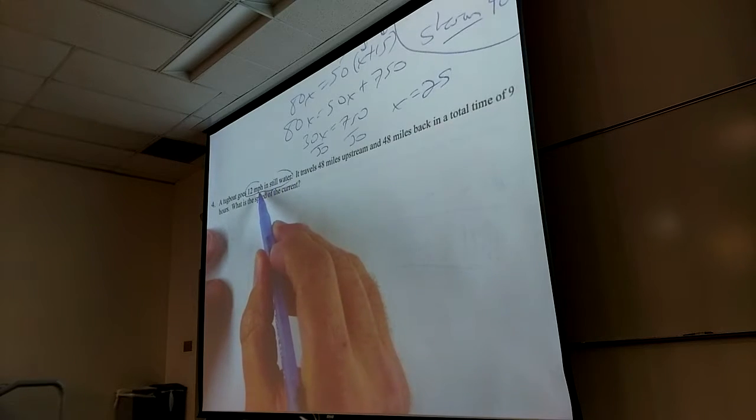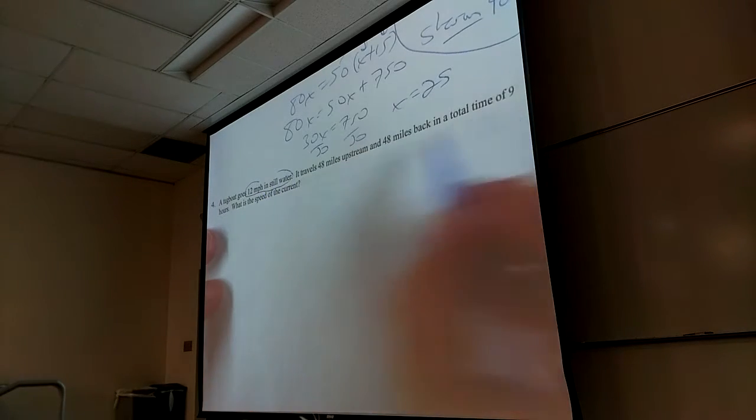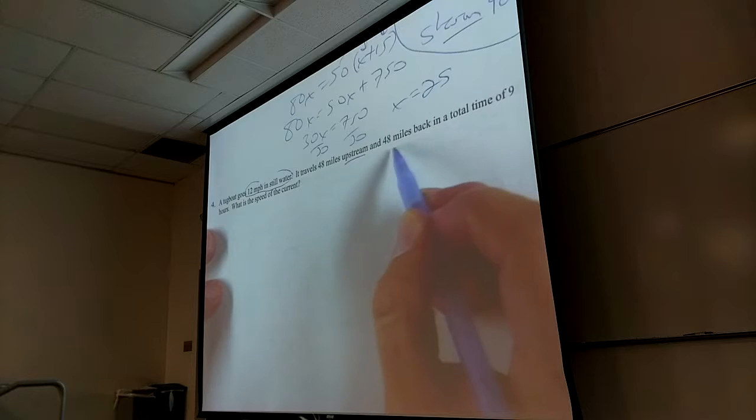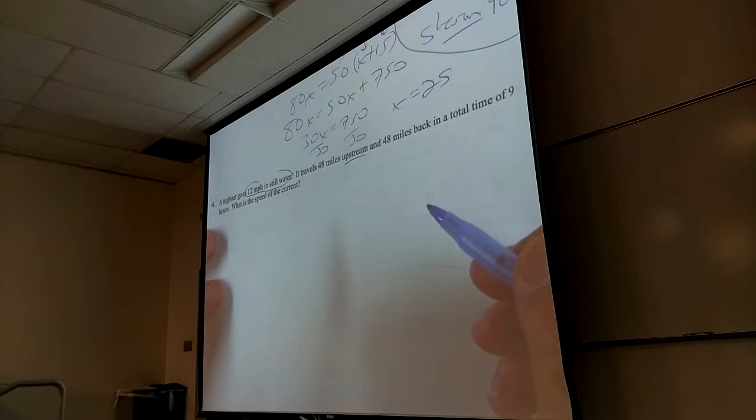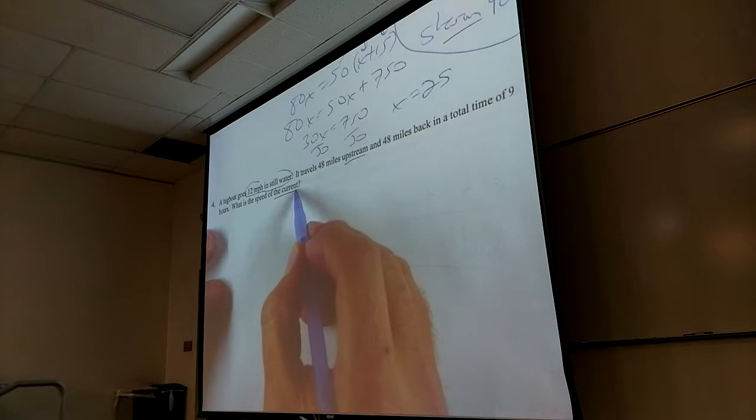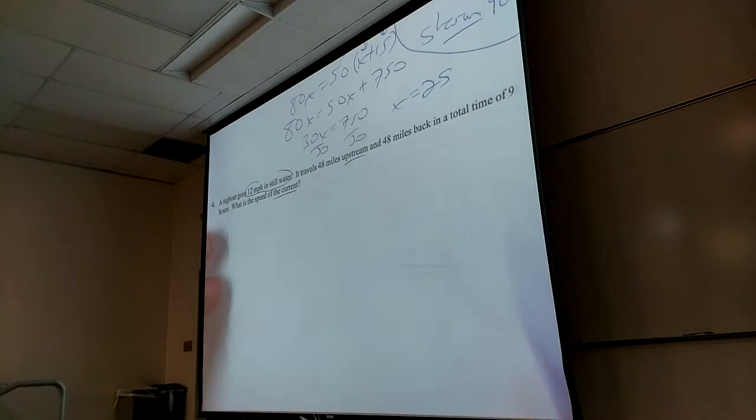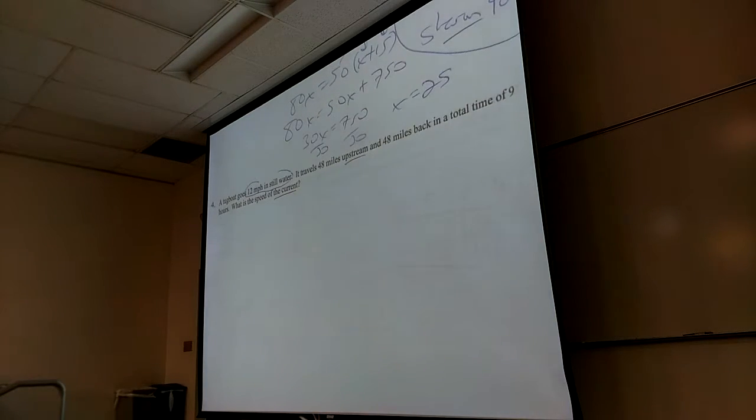Tugboat normally goes 12 miles an hour. Upstream and downstream, right? How fast is the stream going? That's what we don't know. You understand what upstream means? Is it going to be going faster or slower if it's going upstream? Slower. How much slower? It's going to be 12 minus some amount, minus x, because I don't know how fast the current is.